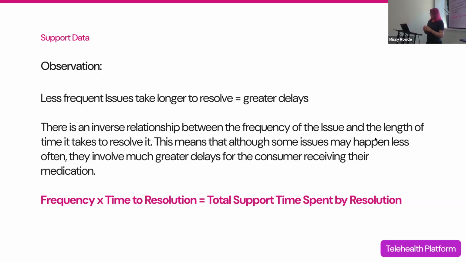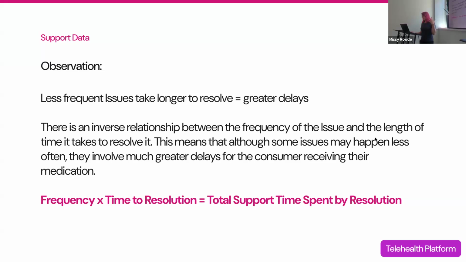So as I said, we see less frequent issues take longer to resolve. That can result in greater delays. So in this case, what we found was that even if these issues are not happening as often, they involve a lot greater delays for the consumer. So this could really be driving consumer dissatisfaction if it takes a long time to fix, even though it's not necessarily happening at a large scale. And vice versa. So this is really important. If something's happening frequently, but it's getting resolved quickly, then maybe that's not as big of a concern for the organization because it's not representing a huge cost for them.